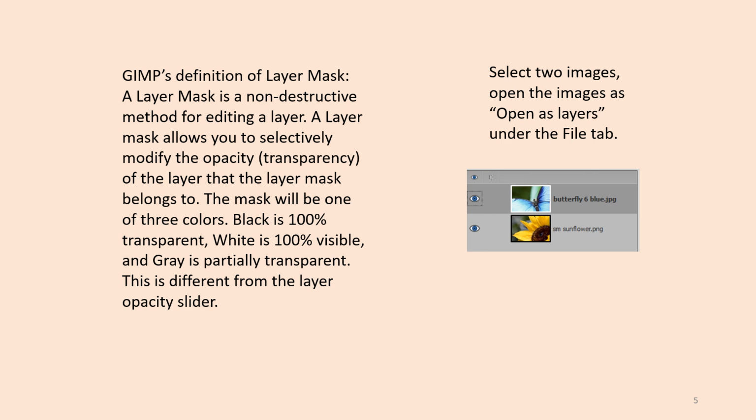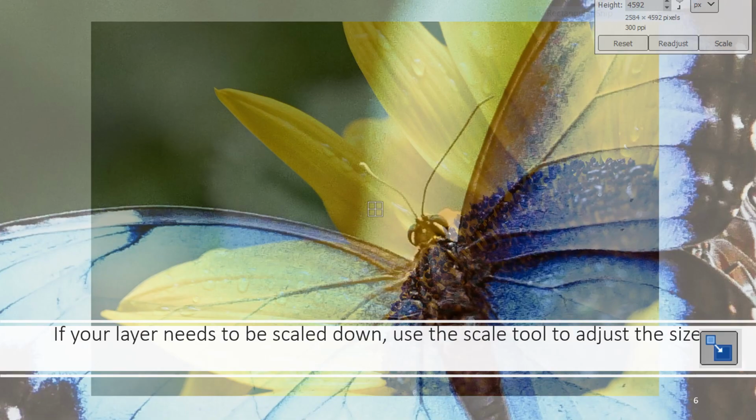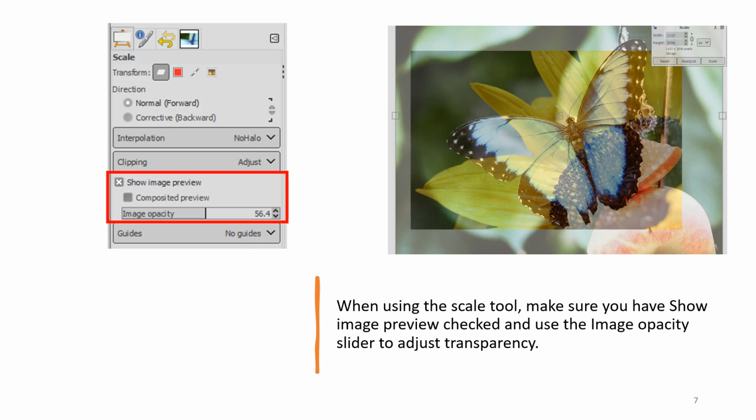Select two images. Open the images as Open as Layers under the File tab. If your layer needs to be scaled down, use the Scale tool to adjust the size. When using the Scale tool, make sure you have Show Image Preview checked and use the Image Opacity slider to adjust transparency.